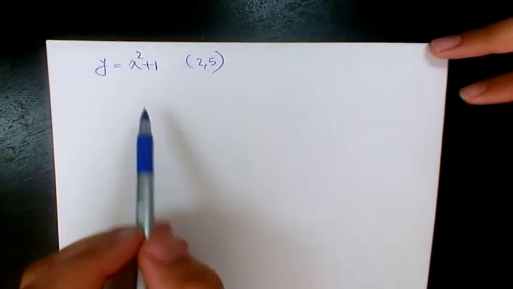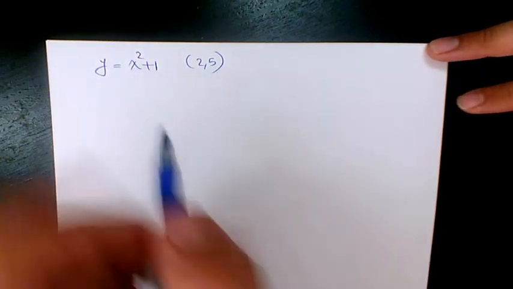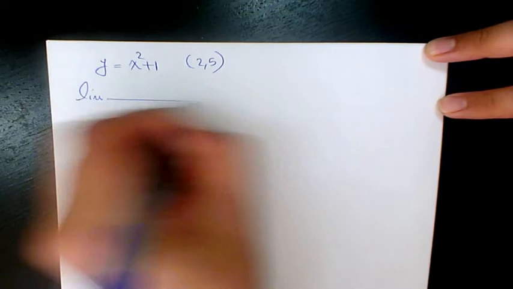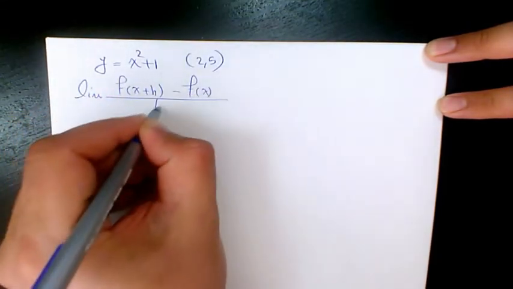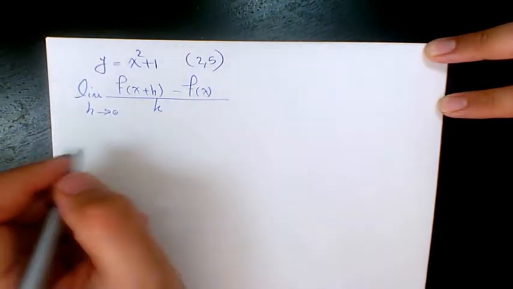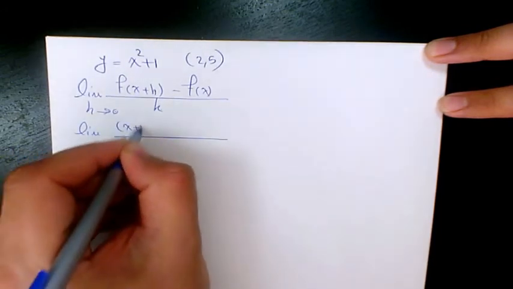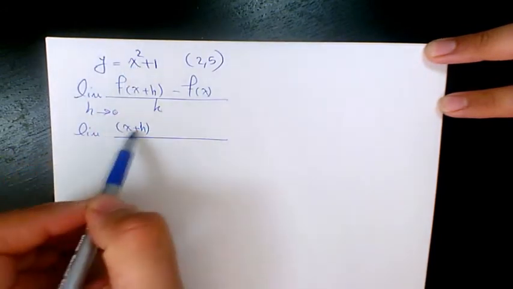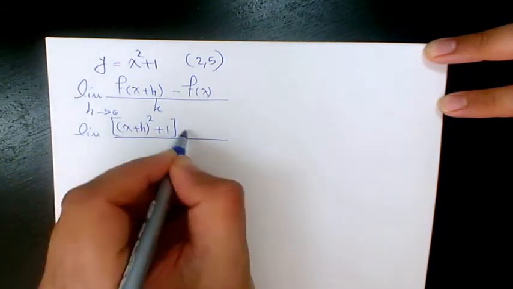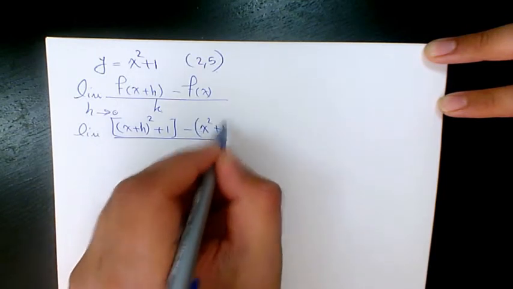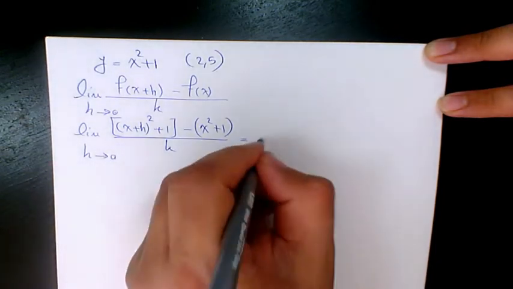Now in this example, we have y equals x squared plus 1 at point 2 and 5. So we need to use the same method, limit of f of x plus h minus f of x over h when h is approaching 0. So it's going to be limit of x plus h. Any x we see here, we need to convert it to x plus h here, plus 1 minus x squared plus 1 divided by h when h is approaching 0.